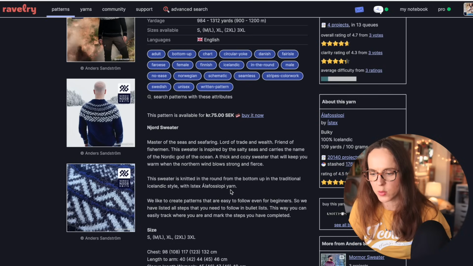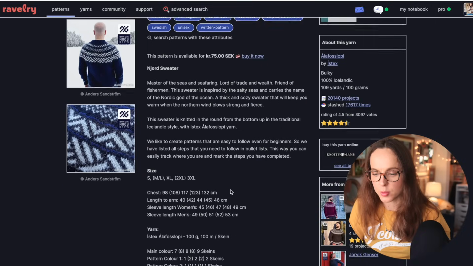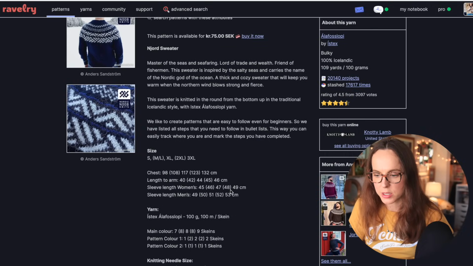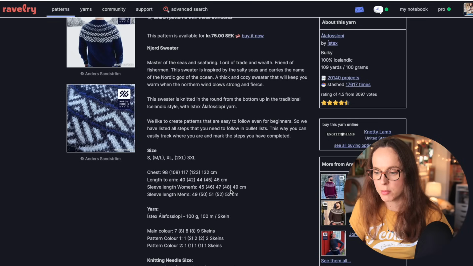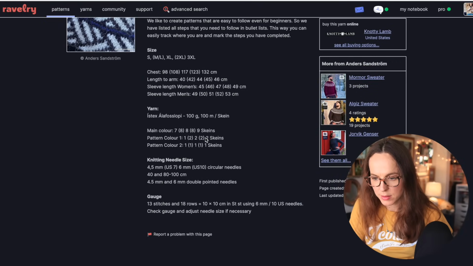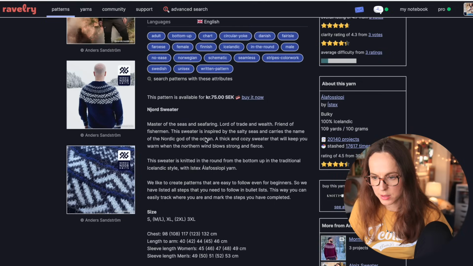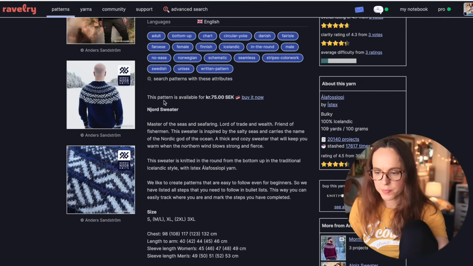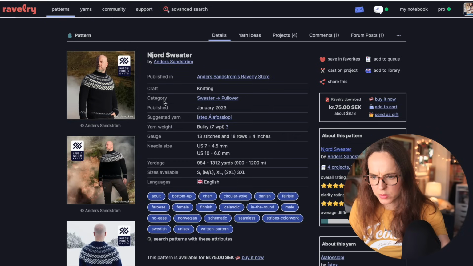The sweater is knitted in the round from the bottom up in the traditional Icelandic style with Istex Alafoss Lopi yarn. We like to create patterns that are easy to follow even for beginners, so we have listed all steps that you need to follow in bullet lists. This way you can easily track where you are and mark the steps you've completed. It comes from size small to triple XL, which is 98 centimeters to 132 centimeters. And the pattern is 75 kroner. That's really cool. Njord, the god of the sea.